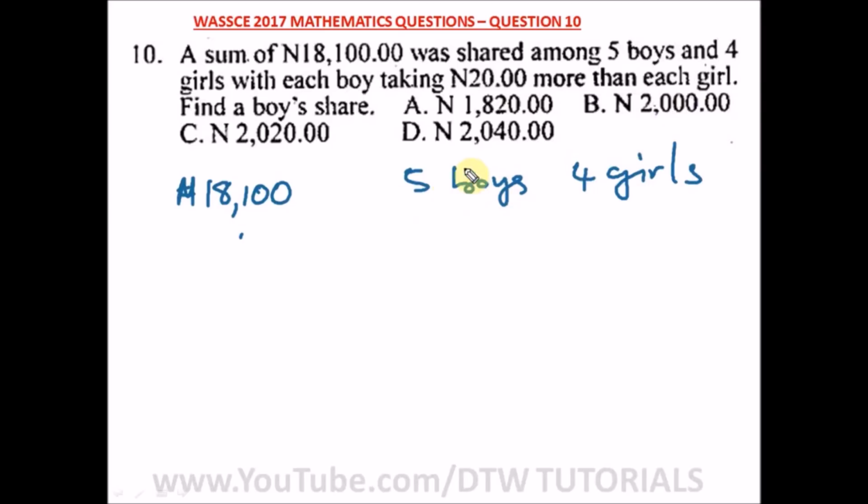So let's find out how much more from the money was given to the boys. Since each boy was taking 20 naira more than each girl, we have boys, so we have what?